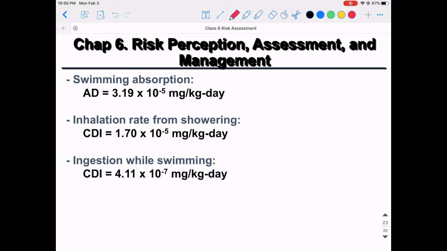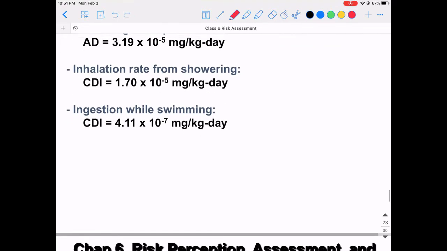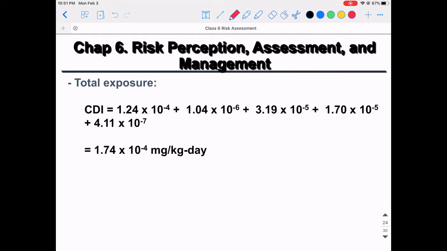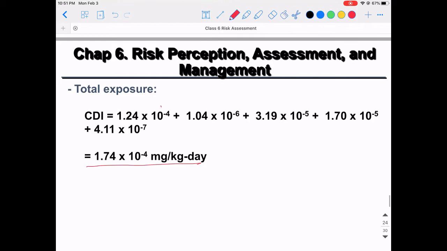And then based on a similar method, we can calculate the CDI coming from swimming absorption, the inhalation during the showering process, and also the ingestion while we're swimming. Okay? So finally, to calculate the CDI, we're going to basically take the sum of all of these terms, and this is going to be the final CDI.